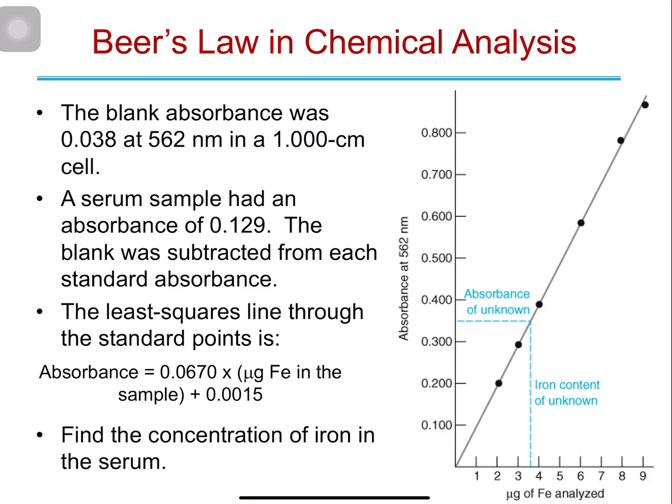Now we measure the absorbance of our sample solution, which has the iron from the serum. And then we need to find the absorbance of the unknown, and then as we see from the calibration curve, we can find the concentration of the iron contained in our unknown. Then depending on the dilutions, we need to do our calculation to find what is the original concentration of the iron in the serum.